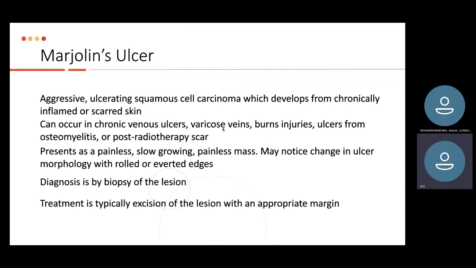It's not just chronic venous ulcers that can cause it, but it is a cause that often comes up in an MCQ. Often you see a change in morphology of the ulcers and they start to look a bit funny. You biopsy them to diagnose, and to treat, you typically need to excise them with the appropriate margin and really good tissue management afterwards, because you've got someone who's already not got the best blood supply in their limb.